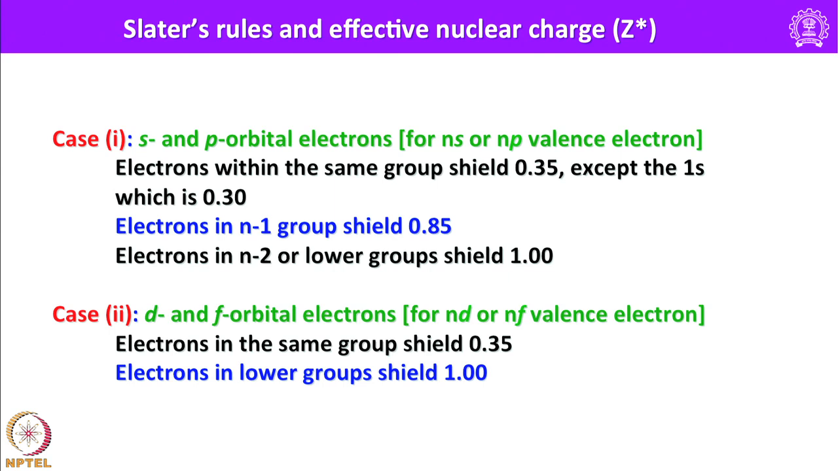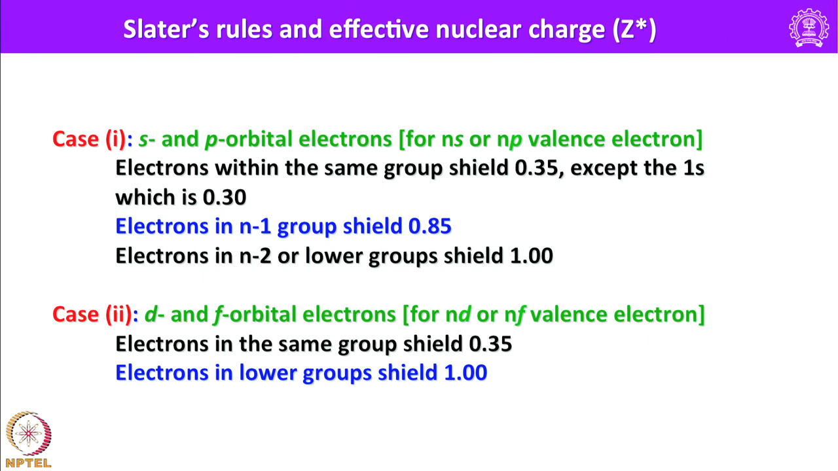How to determine the shielding constant is given in case 1. For example, electrons within the same group shield to an extent of 0.35 except the 1s electron. In that one it is estimated to be 0.30, and electrons in the n-1 group shield to an extent of 0.85, and electrons in the n-2 group or lower groups shield to an extent of 1. That means all such electrons should be together multiplied by 1 to get that screening constant.